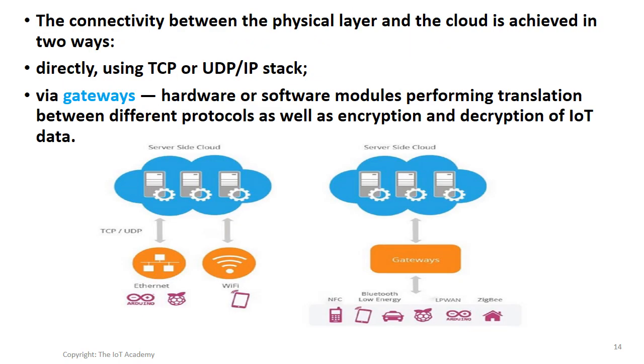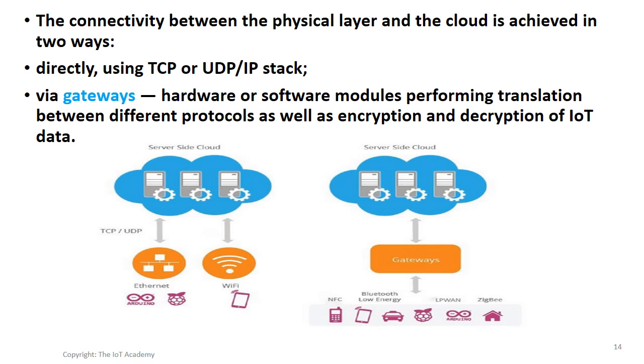So the connectivity between the physical layer and the cloud is achieved in two ways. First, using the TCP or UDP IP stack, we can upload data to the cloud directly. The second method is via a gateway. A gateway is a hardware or software module performing translation between different protocols as well as encryption and decryption of IoT data. So we can send data to the cloud directly, and we can also use gateways.